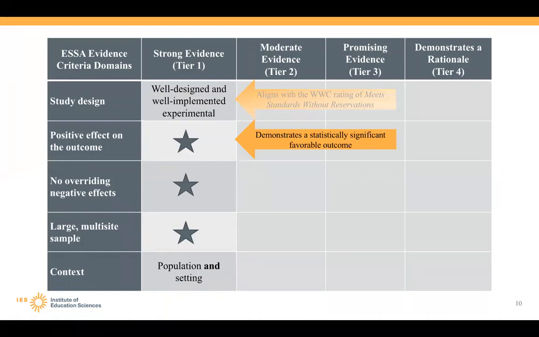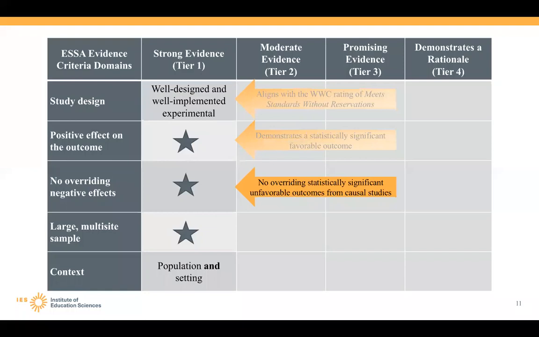Tier 1 also requires a significant favorable effect on the outcome of interest. But a significant favorable effect from one study that meets What Works Clearinghouse standards is not sufficient if there are other studies examining the same program and outcomes that meet What Works Clearinghouse standards. Tier 1 also requires no statistically significant unfavorable effects on the same outcome from other studies of the same program meeting What Works Clearinghouse standards.